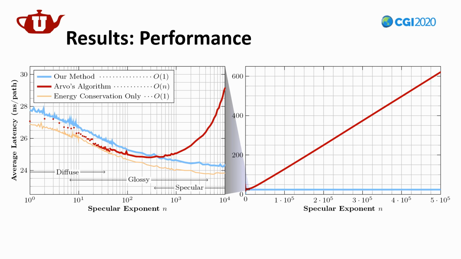Arvo's algorithm, shown in red, which also does energy normalization, has comparable or slightly faster performance at low specular exponents. However, the improvement is small, while the limitation of Arvo's method to integer-valued specular exponents makes specular mapping problematic. For glossy and specular objects, we see that Arvo's algorithm also devolves into linear runtime, which is unacceptable and overall impractical.